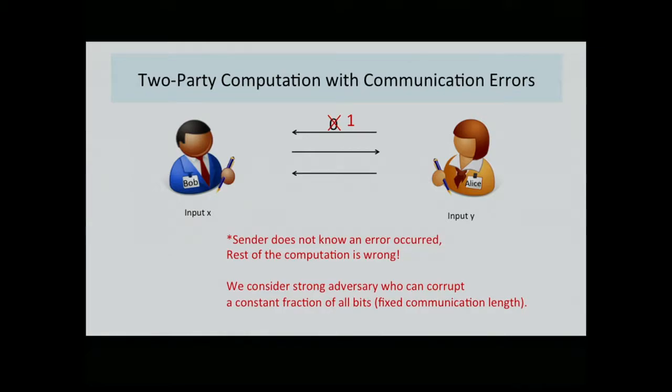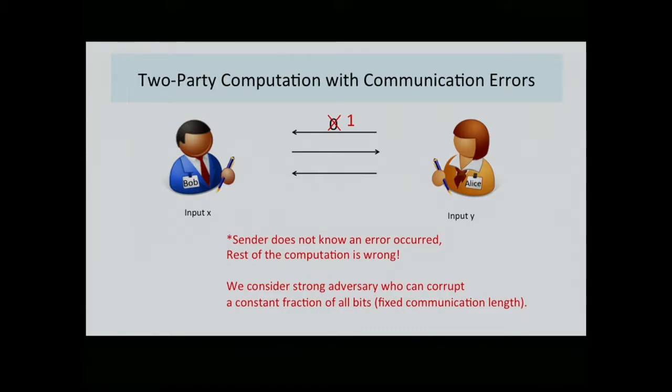And in the most general case, a sender does not know that an error has occurred, and hence if we don't do anything, if we just keep running a protocol that was designed in the noise-free setting, the rest of the computation will be useless. So the entire process of the protocol can depend heavily on the transcript submitted so far. So as soon as there's a single bit flip, a general protocol can get the wrong answer at the end of the computation. And in this setting, we're going to consider a strong adversary who can corrupt a constant fraction of all the bits sent during the course of the protocol.